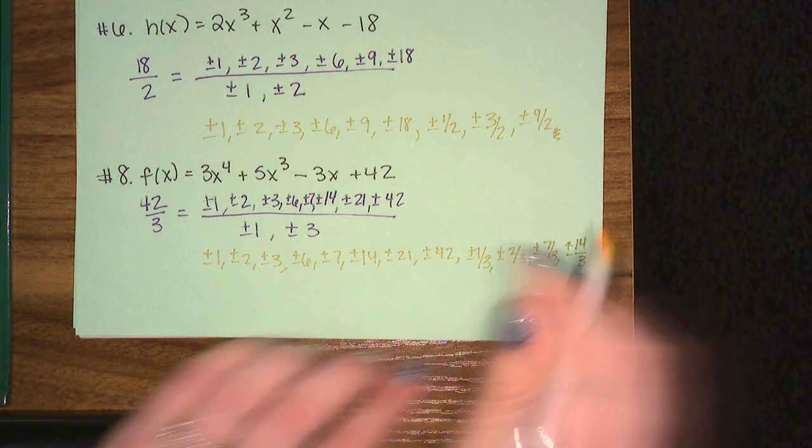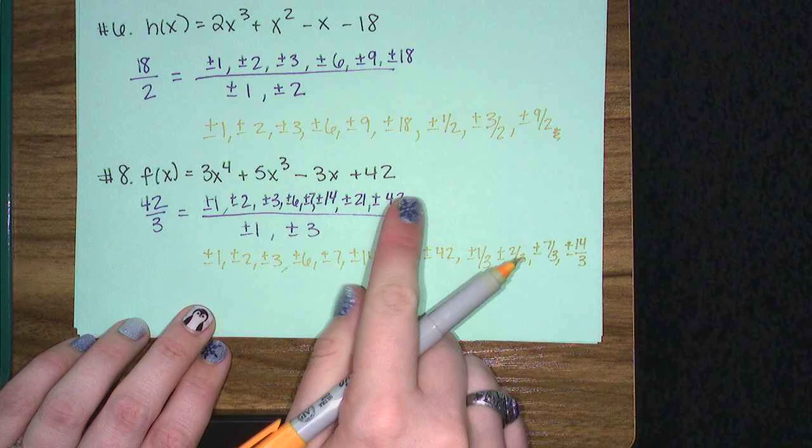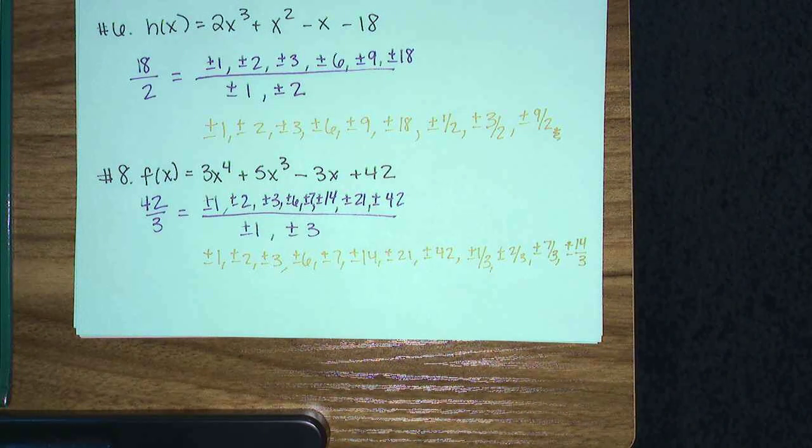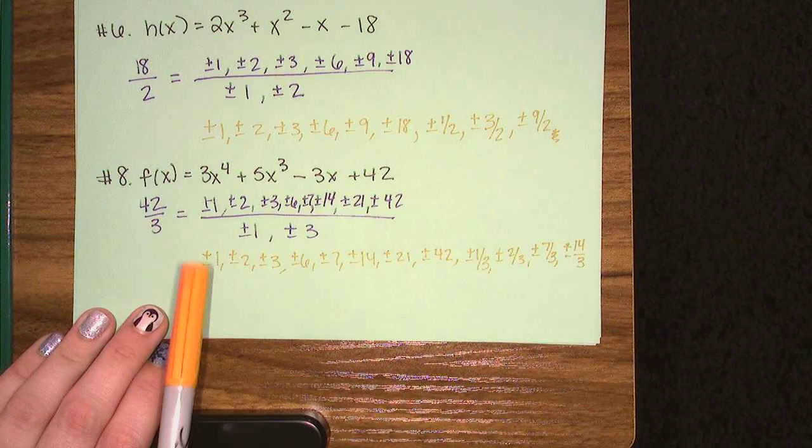Because 21 over 3 ends up being 7, and 42 over 3 is 14, so we don't have to worry about those ones. Yes, because there's plus or minus. So everything is plus or minus. I got it.